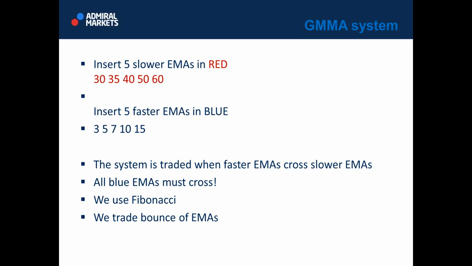environment, but in trending environment, so when we have a nice trend, this system should be working like a candy. Okay, so red are long-term traders, and we have 30, 35, 40, 50, and 60. Blue EMAs are 3, 5, 7, 10, 15, and those blue EMAs are showing us short-term traders.